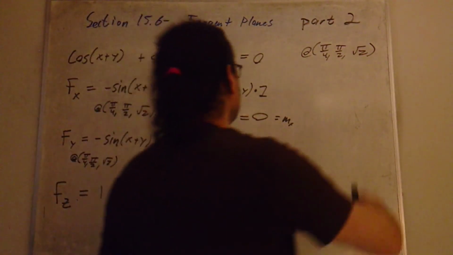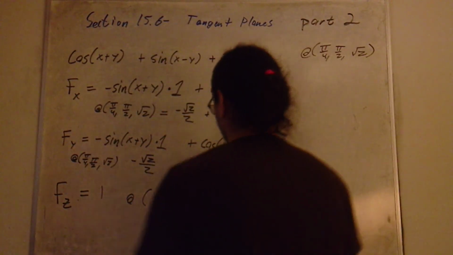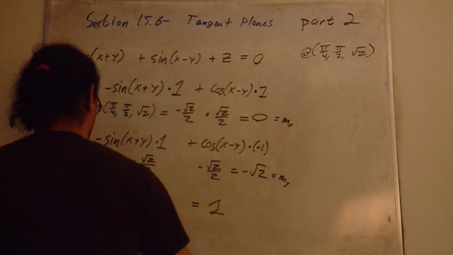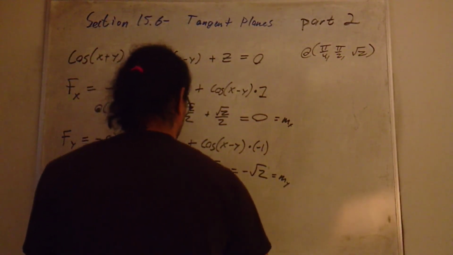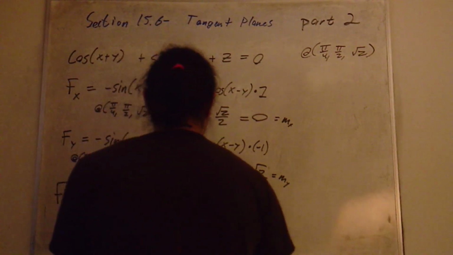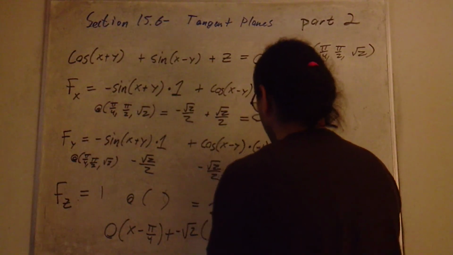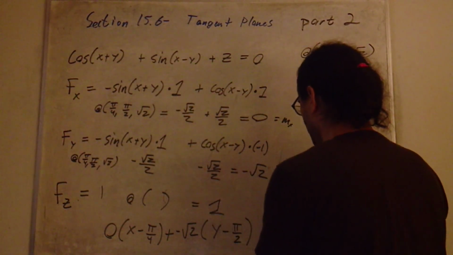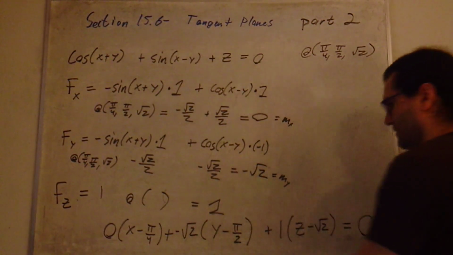So the tangent plane is 0 times x minus pi over 4, plus negative square root 2 times y minus pi over 2, plus 1 times z minus the square root of 2 equals 0. This is your tangent plane.